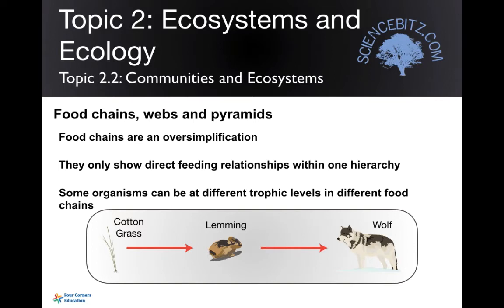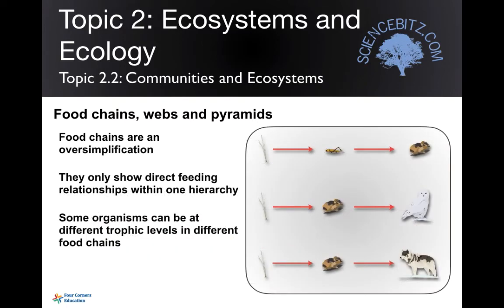Though the reality is somewhat more complex. If we look at all of the food chains that the lemming is in, you can see that the lemming is in a couple of different places within the food chain. In the first one illustrated at the top, the lemming is actually the secondary consumer. It's eating insects that have eaten the cotton grass. But in the other two, the lemming is eaten by two different species, by snowy owls and by wolves. So trying to use food chains to explain the feeding relationships would lead us to long lists of food chains.